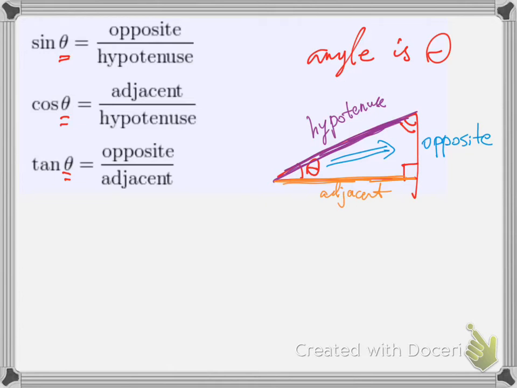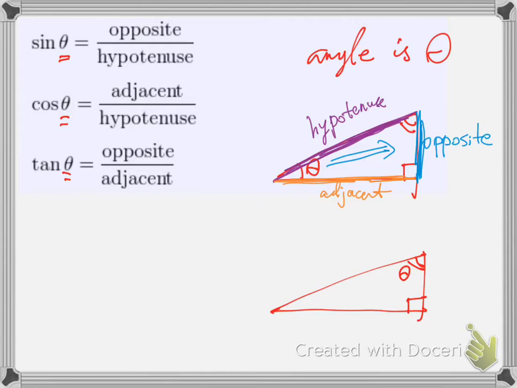And the opposite side is blue. Now let me change the angle theta. Let's still draw the same triangle, but let's make this angle to be theta. It's the same triangle, but now I assign the top angle to be theta.